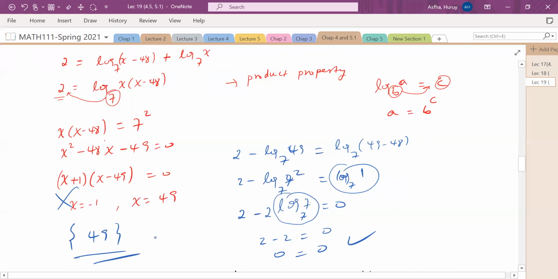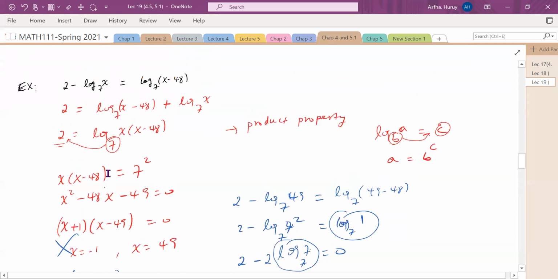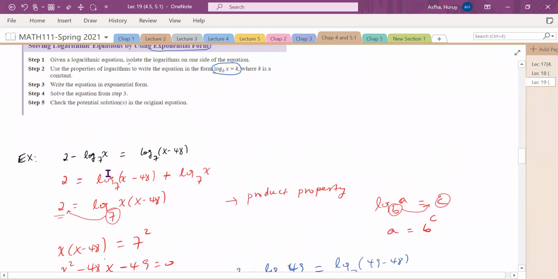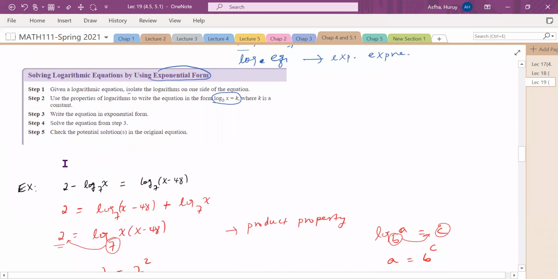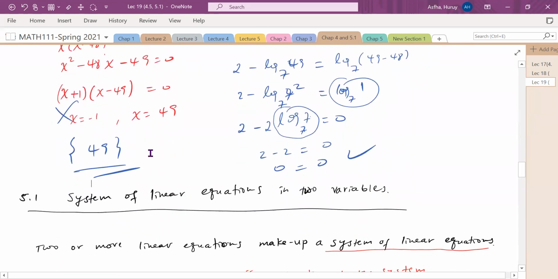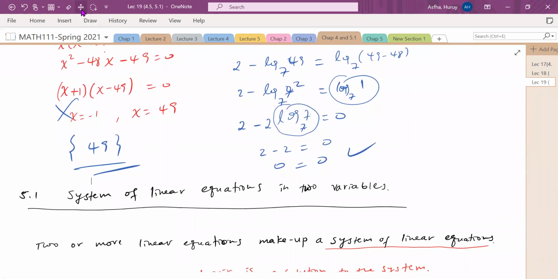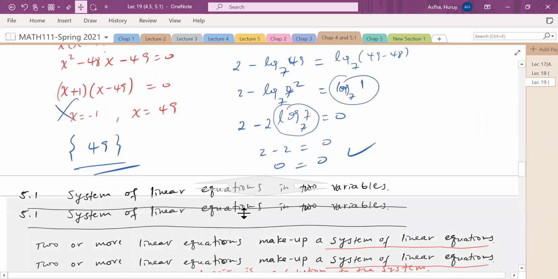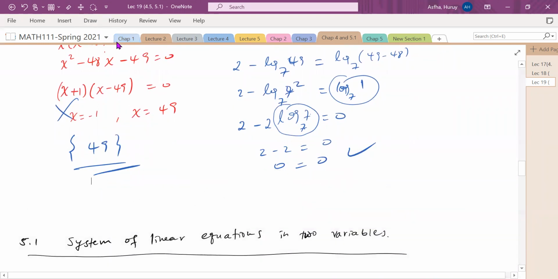Okay. So we've seen different techniques to solve exponential equations and logarithmic equations. And again, it's always a good idea to go back and check whatever solution you obtain from whichever technique you use.